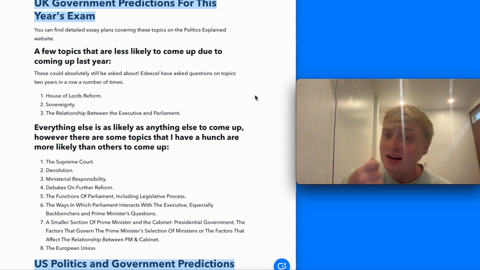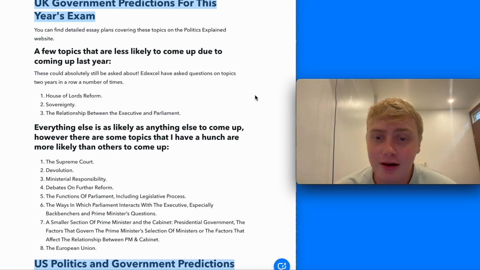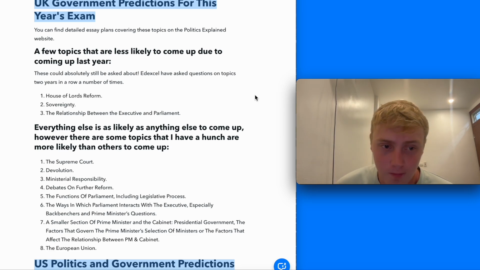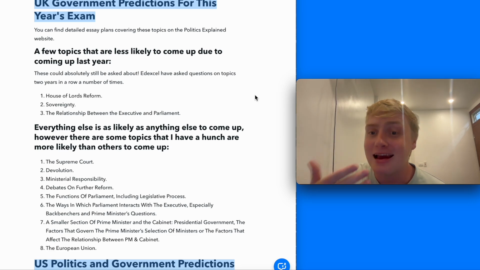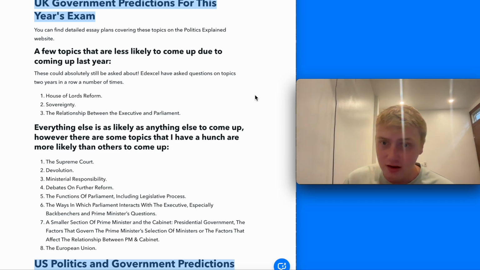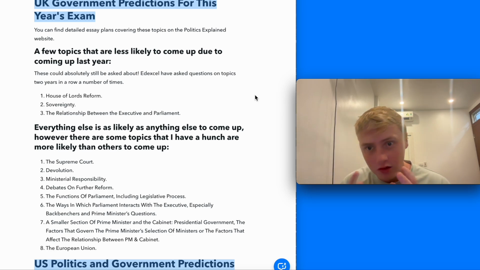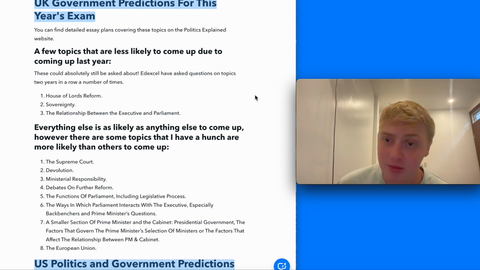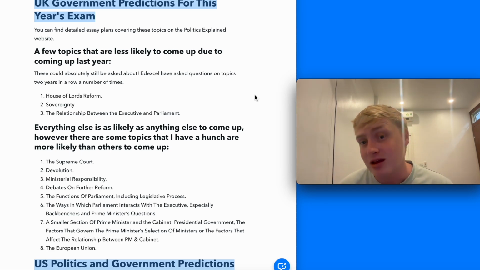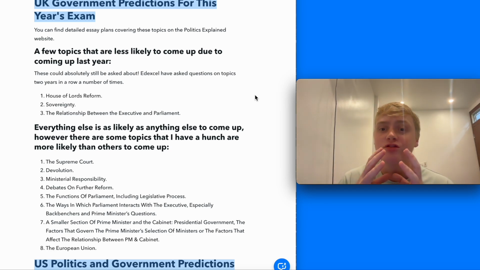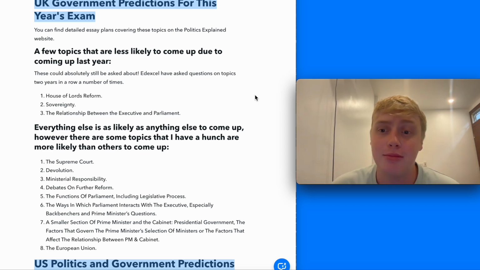Similarly, there's a few smaller sections of Prime Minister and the Cabinet topic that have never come up. For example, presidential government, the extent to which the Prime Minister is presidential, the factors that govern the Prime Minister's selection of ministers. So, what's the most important reason in how the Prime Minister selects ministers? Is it, for example, loyalty? Is it competence? It was about comparing those factors and also the factors that affect the relationship between the Prime Minister and the Cabinet. So you could get a question like, evaluate the view that the size of the government's majority is the most important factor influencing the balance of power between the Prime Minister and the Cabinet, for example.